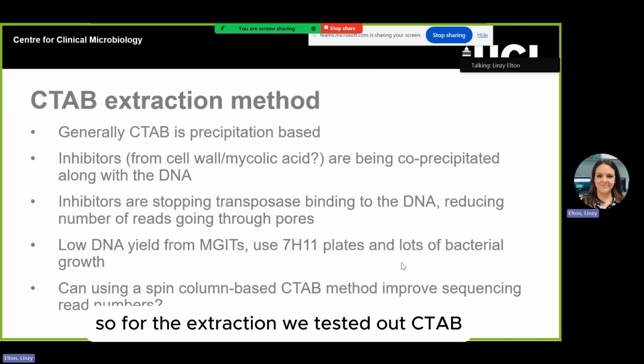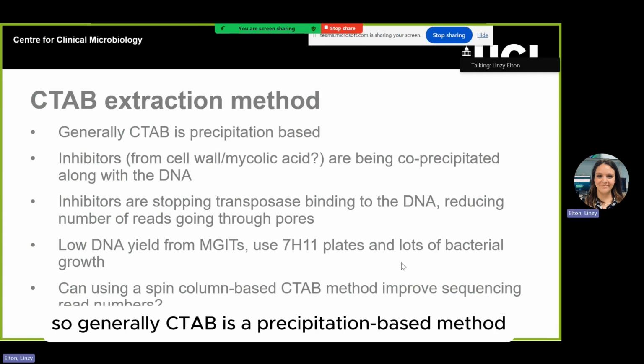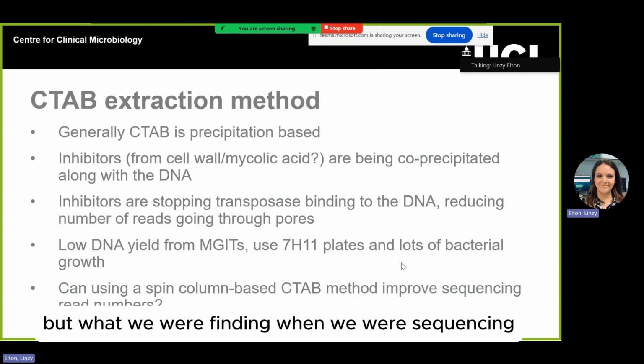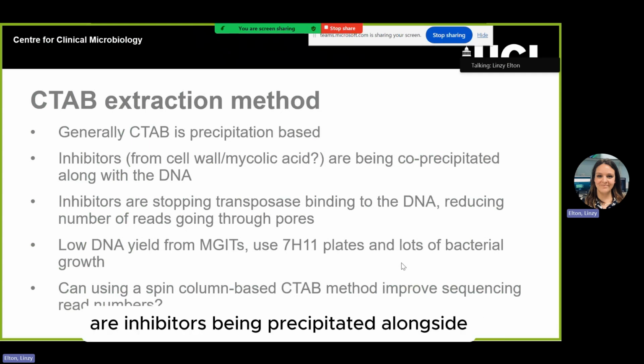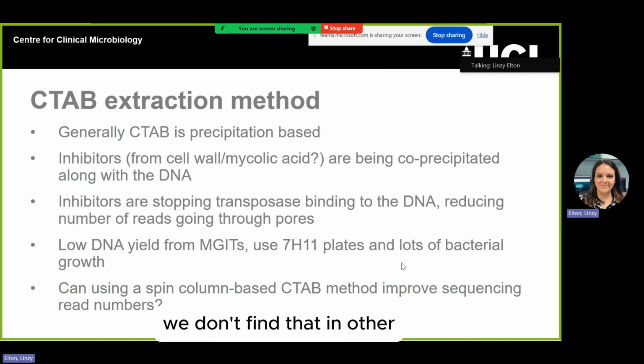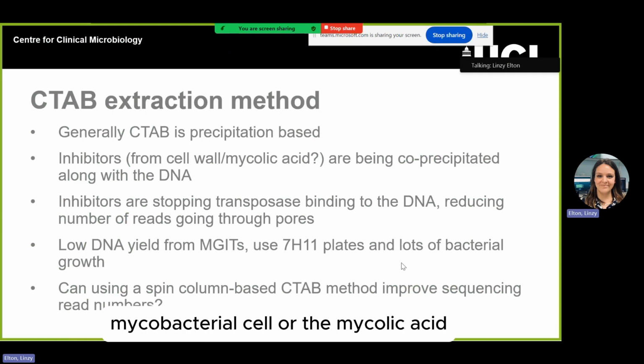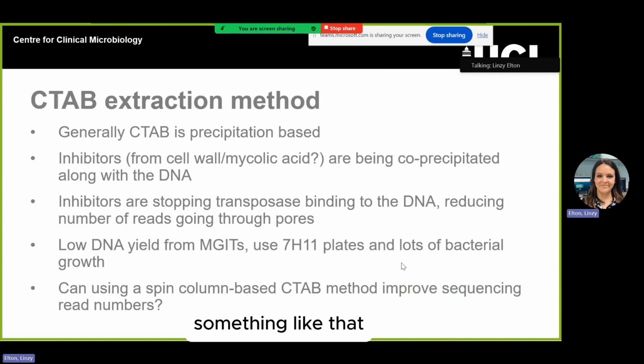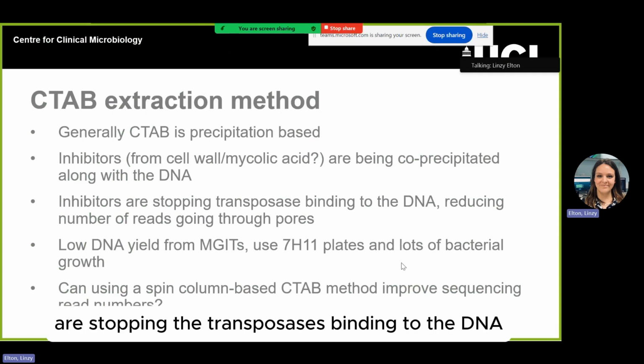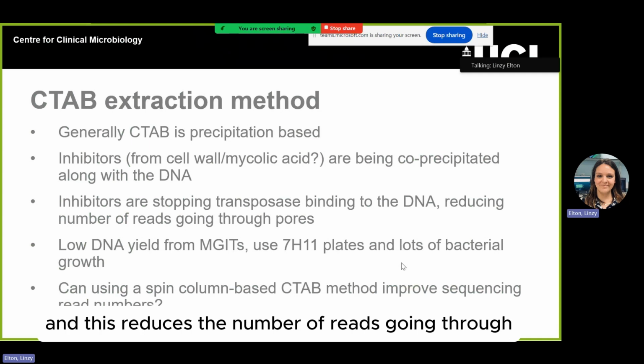So for the extraction, we tested out CTAB. Generally, CTAB is a precipitation-based method. But what we were finding when we were sequencing is that we think there are inhibitors being precipitated alongside the DNA. We don't find that in other types of bacteria. So we're thinking maybe it's coming from the mycobacterial cell wall or the mycolic acid, something like that. And these inhibitors, we believe, are stopping the transposase binding to the DNA, and this reduces the number of reads going through the pores.